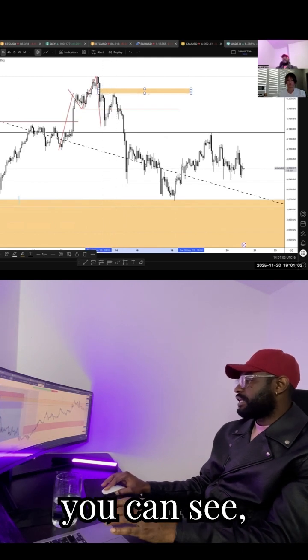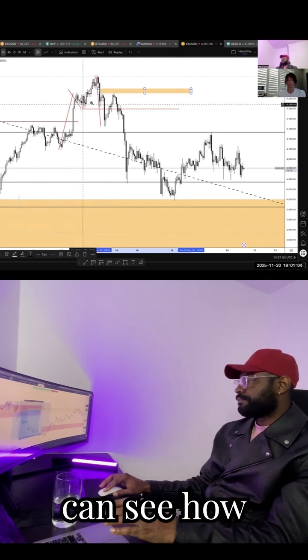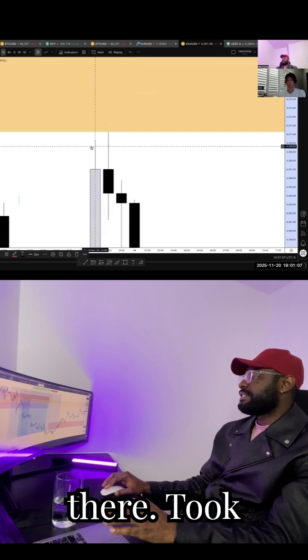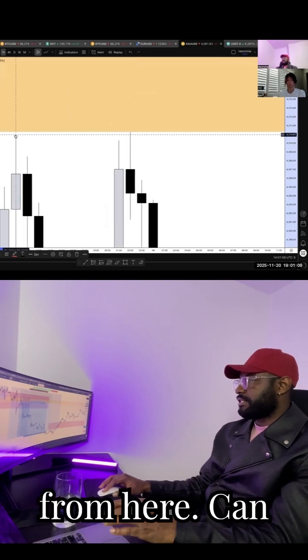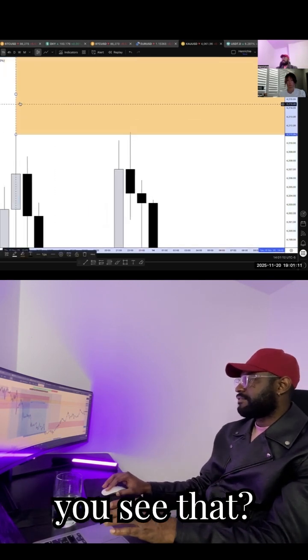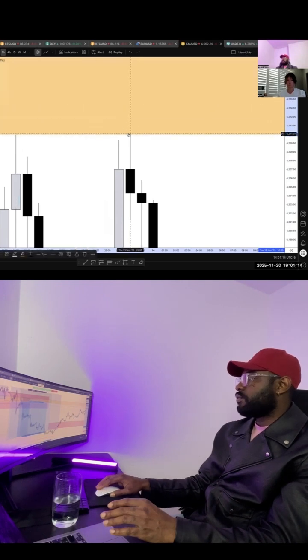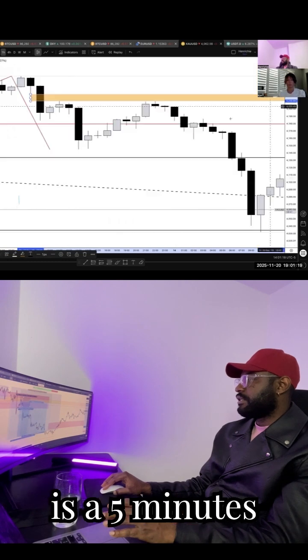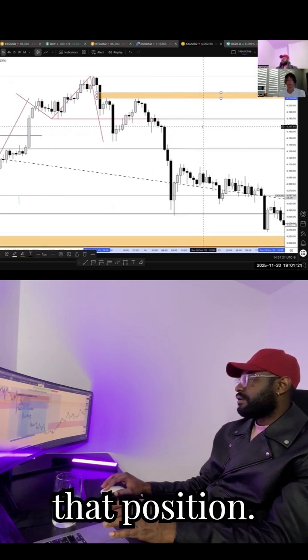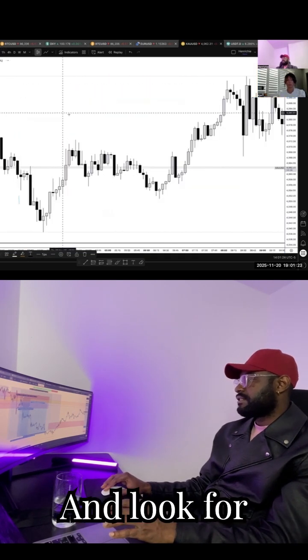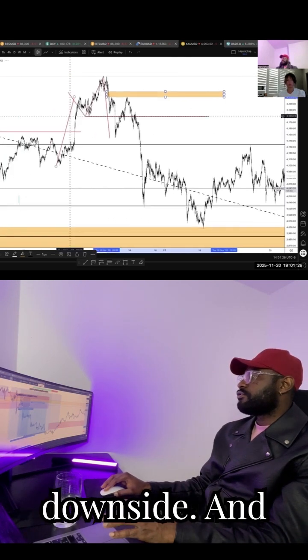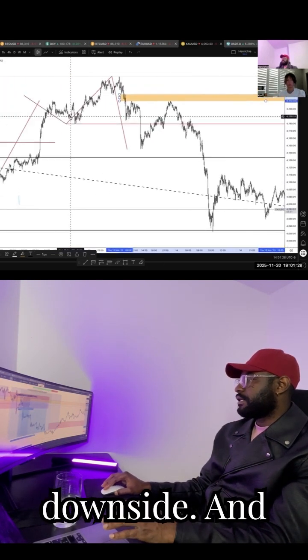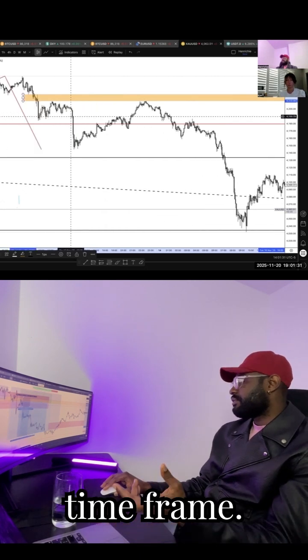You mark the imbalance. And right here, let me zoom this in. You can see how price came up there and took liquidity from here. Can you see that? Yeah. And after it took liquidity, all I want to see is a 5-minute break of structure from that position and look for sell opportunities to go to the downside. And right here is the 5-minute time frame.